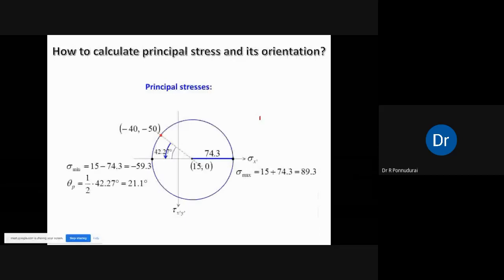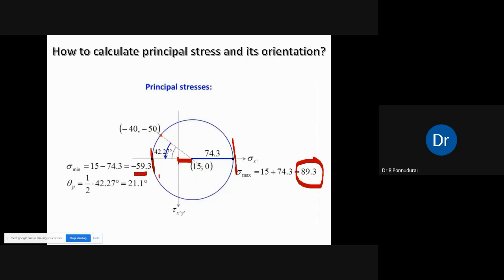How to calculate the principal stress and its orientation? This already we know, it is known to you now. So this point will be sigma minimum, this point will be sigma maximum. Here 15 plus 74.3 will be the maximum stress, sigma max. Same here, sigma average minus the R will give sigma minimum value.